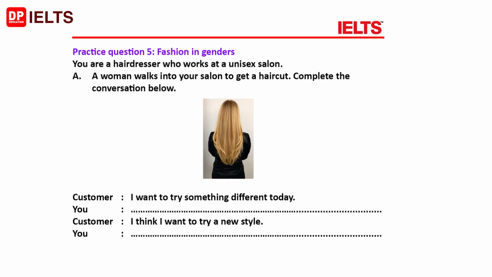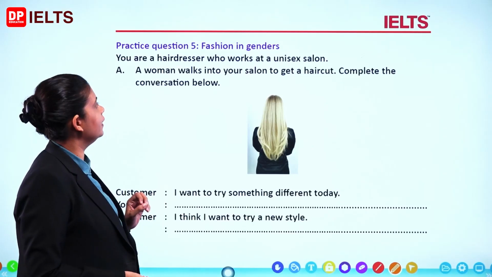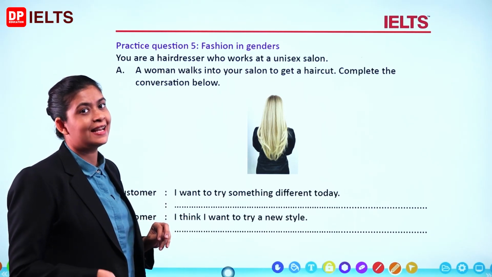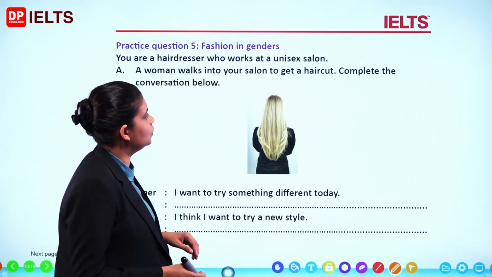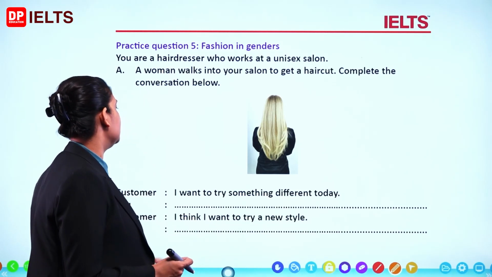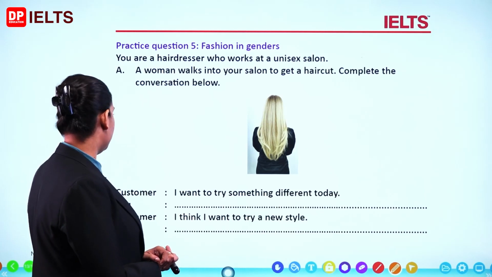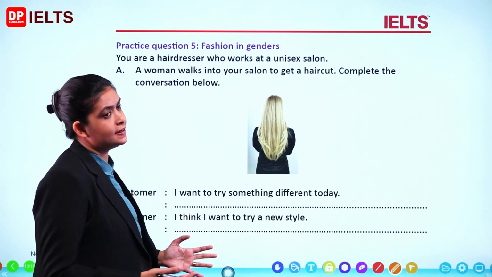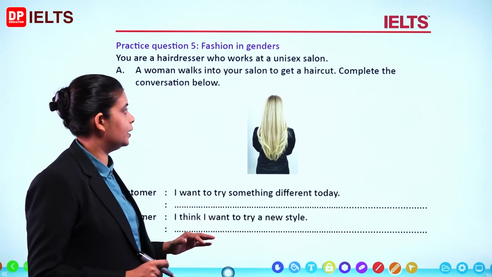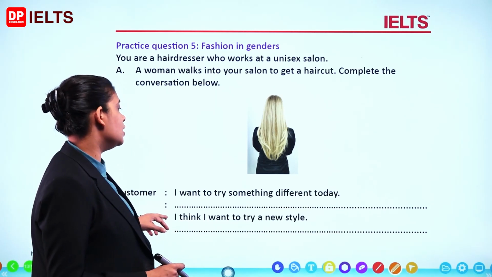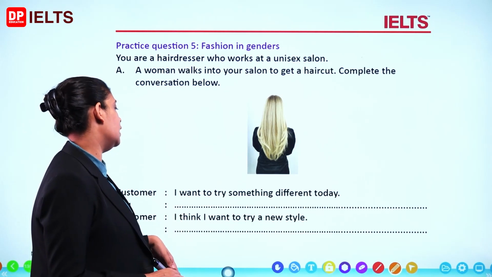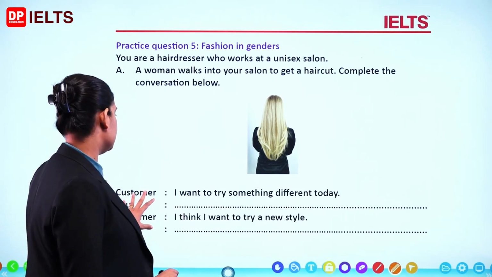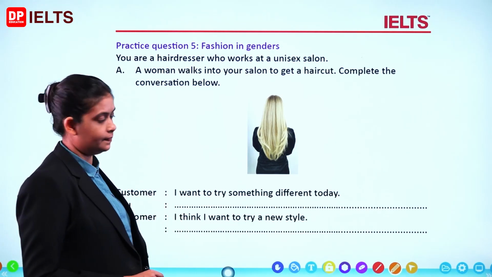Practice question 5. Fashion in genders. You are a hairdresser who works at a unisex salon. A woman walks into your salon to get a haircut. Complete the conversation below, right? So unisex means a salon where both women and men come, right? I want to try something different today. I think I want to try a new style. So, how would you respond to it? Okay?